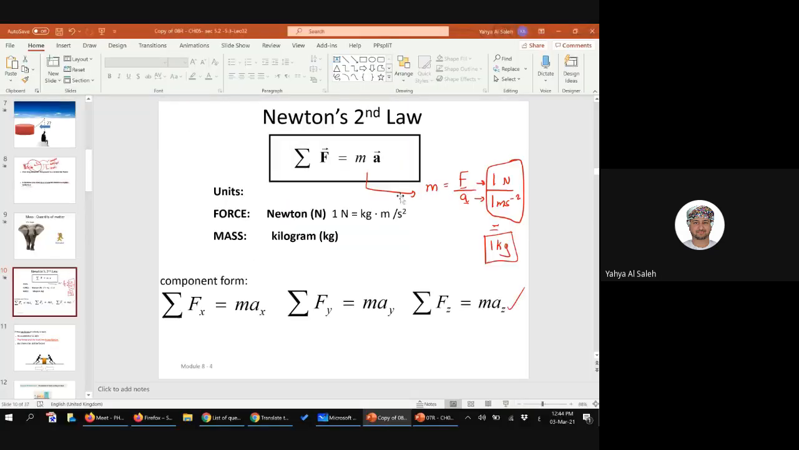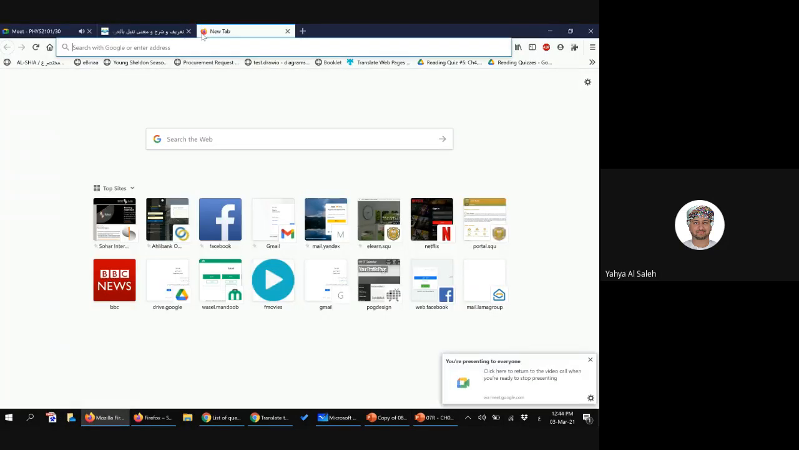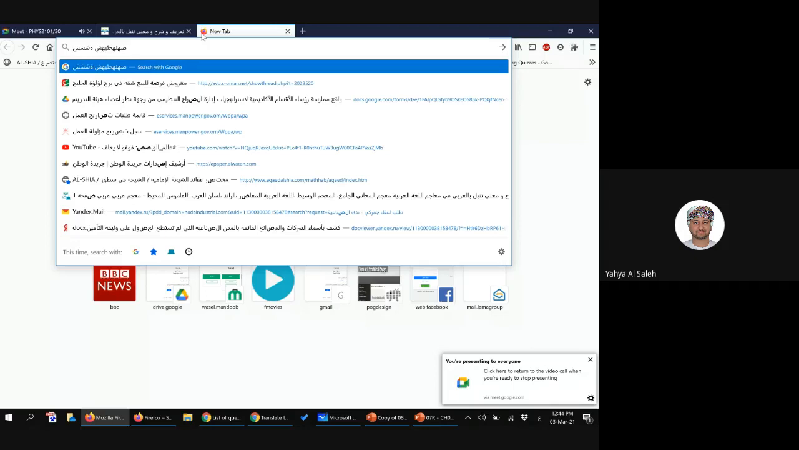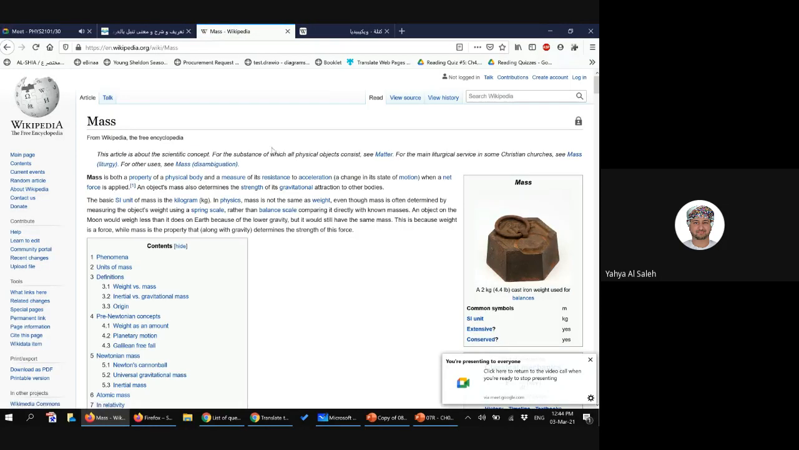Now, out of interest, before I go to the next slide, let's see the definition of mass on Wikipedia. Mass is both a property of a physical body and a measure of its resistance to acceleration, a change in its state of motion, when a net force is applied. An object's mass also determines the strength of its gravitational attraction to other bodies.